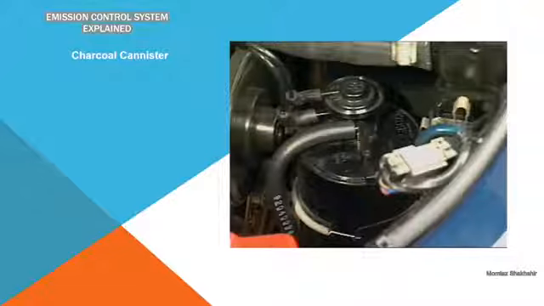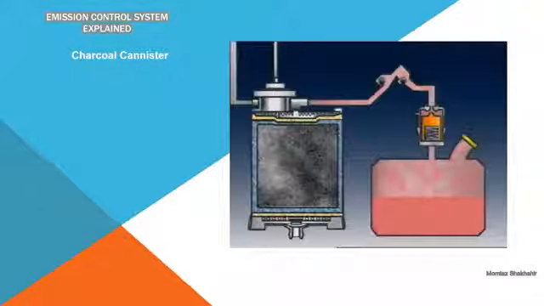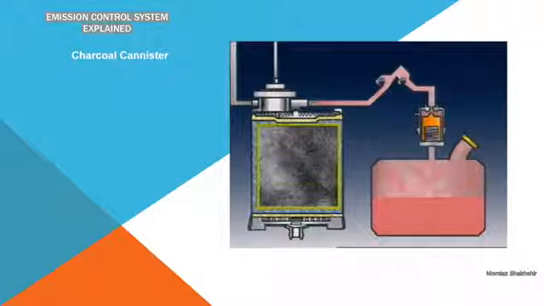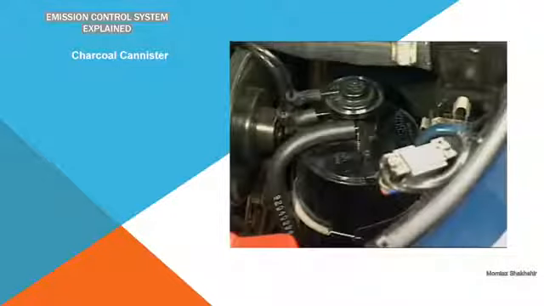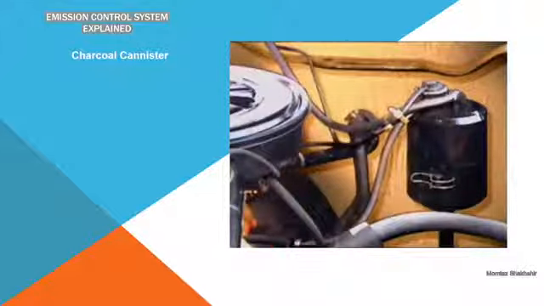Another kind of storage device is a canister of activated charcoal. Activated means the charcoal is porous with a large surface area. It can store large quantities of fuel vapor. It has connections for the fuel tank vent line and the purge line, which carries the vapors to the intake manifold. In some designs on carbureted engines, it also has a connection from the carburetor bowl.